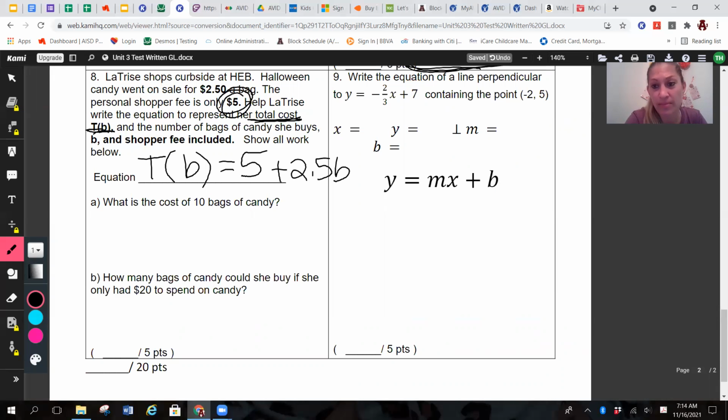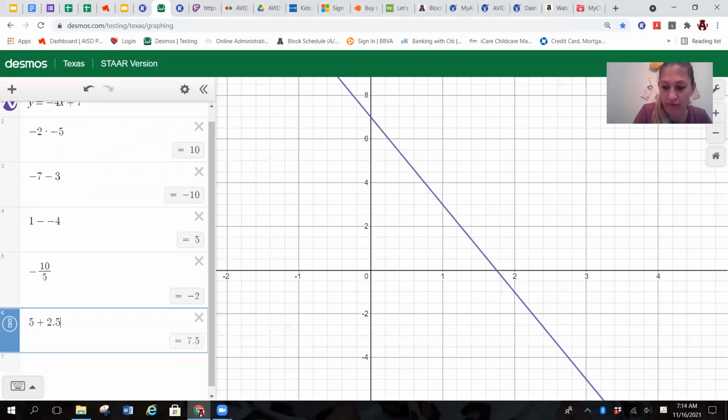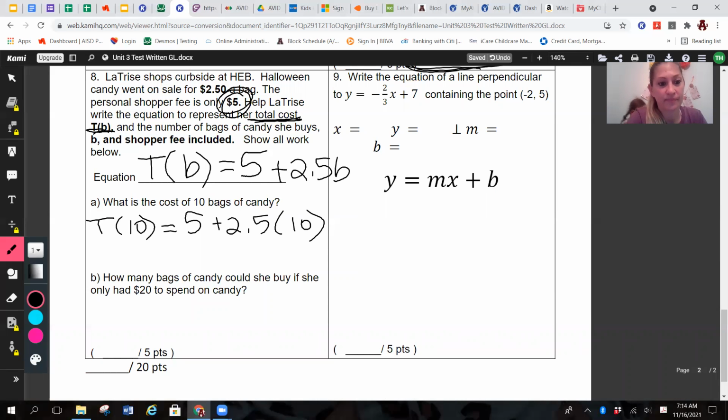So when it says how much do 10 bags of candy cost, you have to include the $5 fee because the $5 fee is in the equation. So the total cost of 10 bags would be $5 plus $2.50 times 10 bags. So that's what you type into Desmos: 5 plus 2.5 times 10. $30. All right, so the total cost of 10 bags is $30. That's how you would write it in function notation.